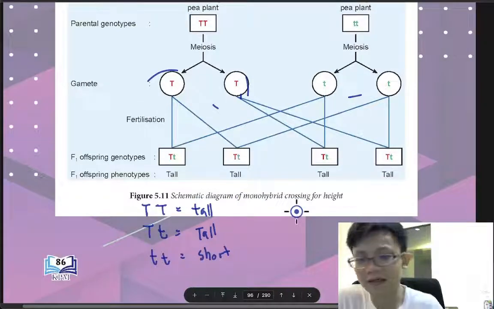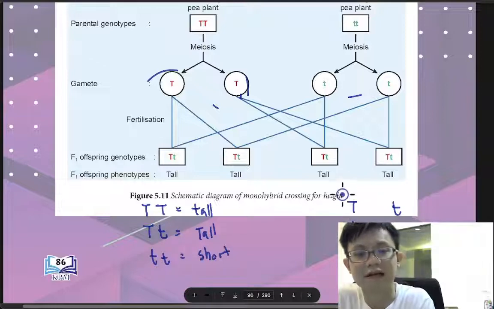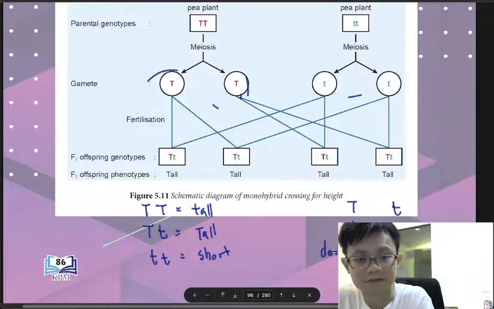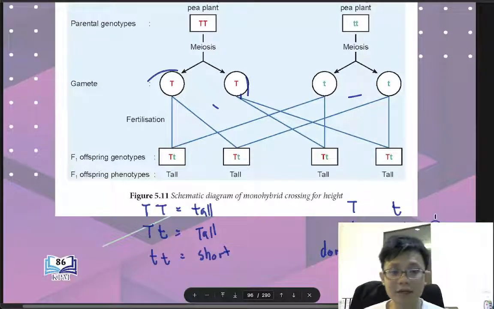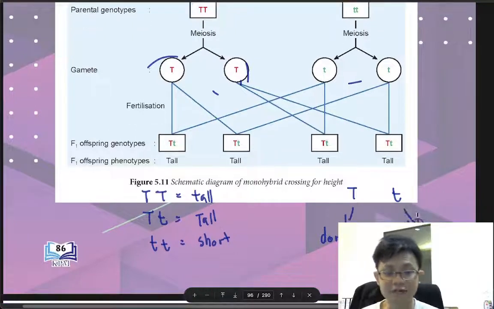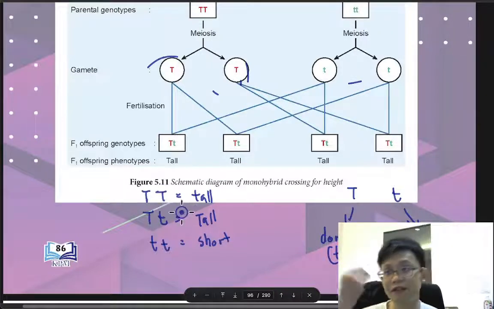The big T allele, we call it the dominant. The small t is called the recessive gene, meaning not so dominant. Dominant will mask the recessive gene. Let's say the big T is tall, the gene is tall. The small allele t is short. So when you get big T and big T, it will obviously be tall.